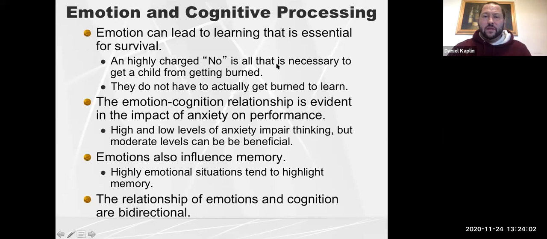Now, there's another way of looking at emotions and the relationship between emotions and cognition. You recall cognition is thought processes, and there are different kinds of thought processes. So one linkage between emotions and cognition is that emotion can lead to learning that's essential for survival. For example, if you see a toddler who's putting their hand next to the stove and you blurt out a highly charged no, they're going to get startled.